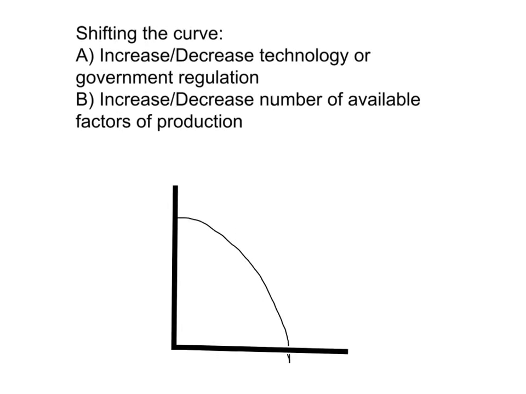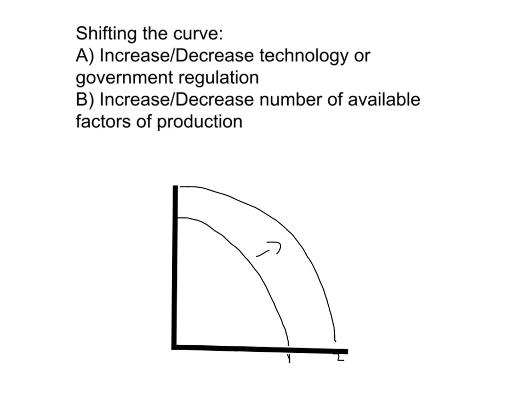There are really 2 ways we can shift the curve. If we shift the curve outward, it shows an increase in technology or an increase in the number of available factors of production. For example, with the second one, if we have a large influx of immigrants coming in and our population grows, we become more able to produce, so we shift the curve outward. Or if we have decreasing technology or government regulation increases, we're going to have a decrease in the production possibility curve, shifting it inwards.